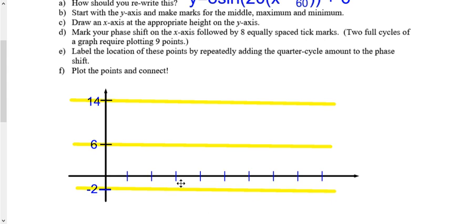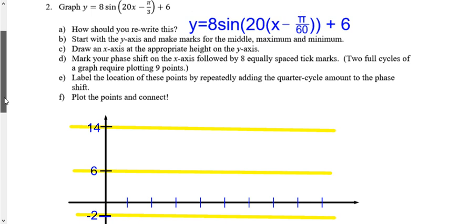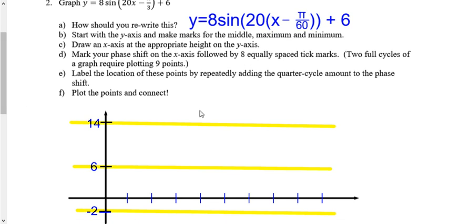And I've made sure they're nice and consistently spaced. I haven't worried about what the labels for these are yet. I just know that I need 8 of them, because if I'm going to make 2 full cycles of the graph, or 8 quarter cycles, I will require 9 points to plot because of the extra endpoint. Okay, so now I've got to find the location of these points by repeatedly adding the quarter cycle amount to the phase shift. So let's go ahead and look at what our phase shift and our quarter cycle is.